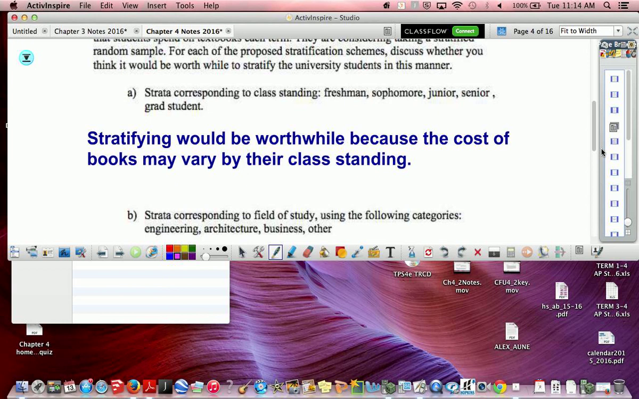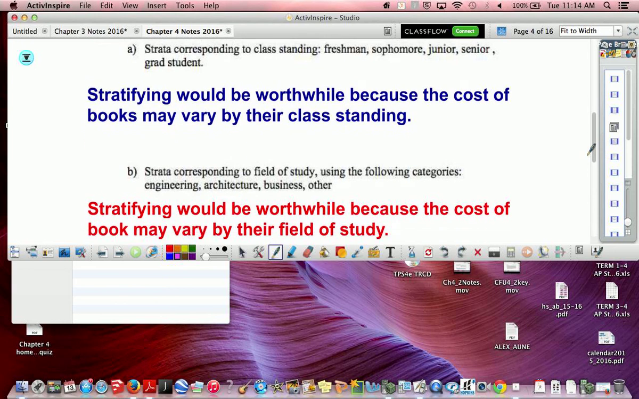Sure. It all depends. You would have to advertise it, so people would put up flyers saying, hey, if you're looking for these textbooks, contact me. I'll sell this book for 20 bucks, so I could buy their used textbook for $20 instead of paying $65 for it in the bookstore. All right, so again, this one, just like the last one, definitely would be worthwhile because the books cost would vary by their field of study.